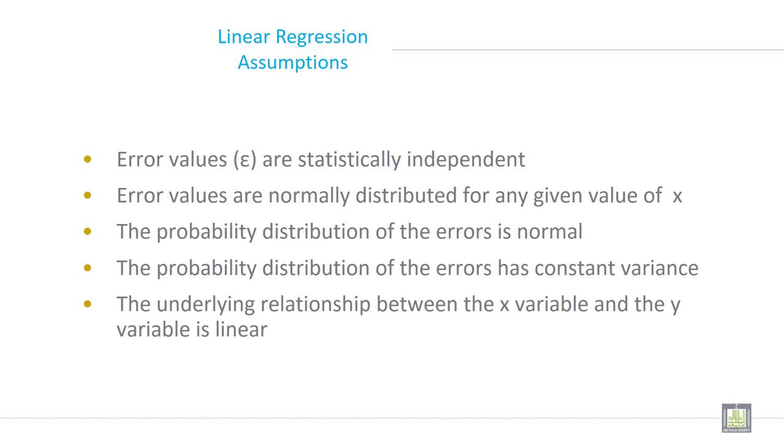Error values, E, are statistically independent. Error values are normally distributed for any given value of X. The probability distribution of the error is normal. The probability distribution of the error has constant variance. The underlying relationship between the X variable and the Y variable is linear.